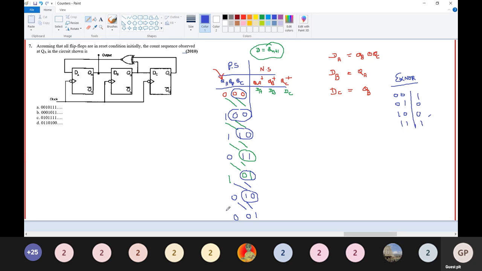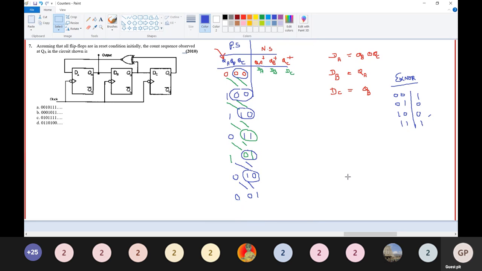Likewise we can do this. Next it will be these two. These two will be shifted: 0 0, and 0 1 XNORed is 0. So coming back to the initial condition, 0 0 0. So this is your sequence.